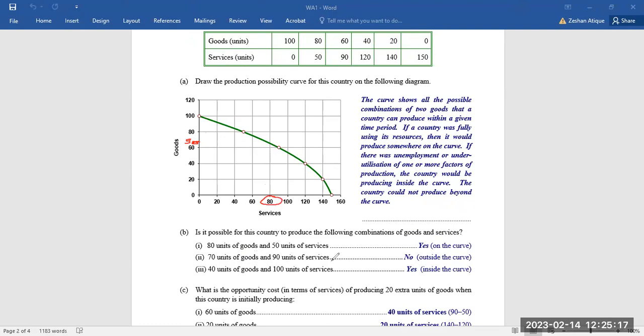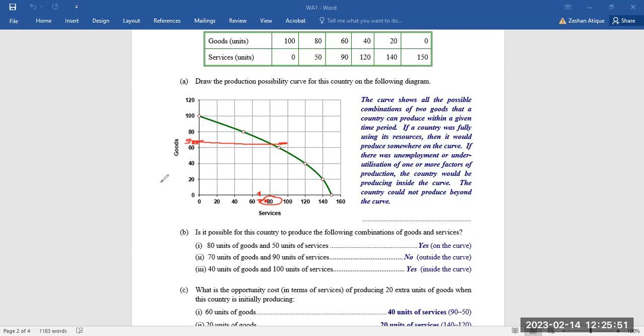70 units of goods and 90 units of services. Say, for example, here, this is 70 units of goods, and you want to produce along with it 90 units of services. So this combination actually goes like this, here. You cannot do that because it's outside the production possibility frontier curve.